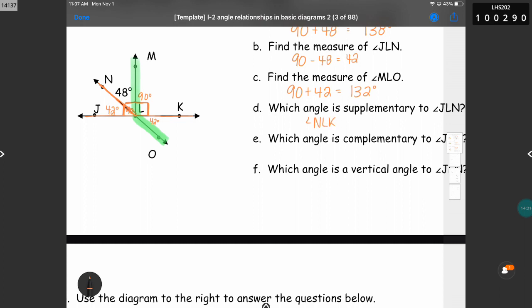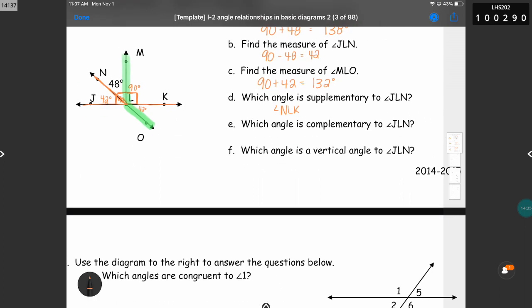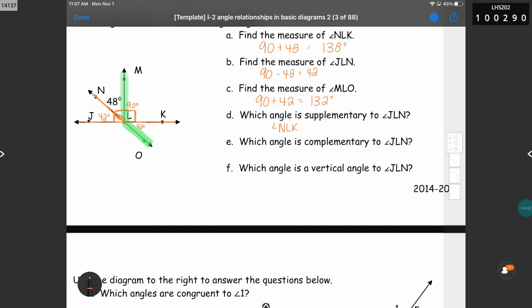What angle is complementary to JLN? What does complementary mean? Complementary equals 90 degrees. So which one equals 90 degrees with JLN? NLM. Oh, okay.